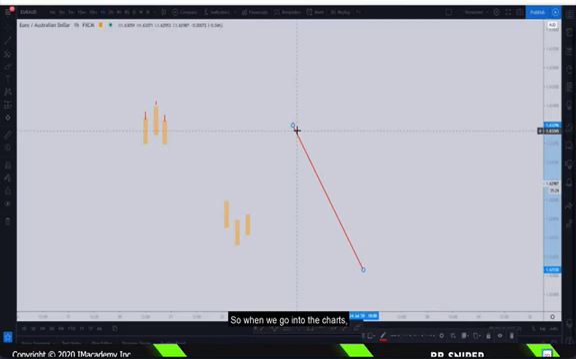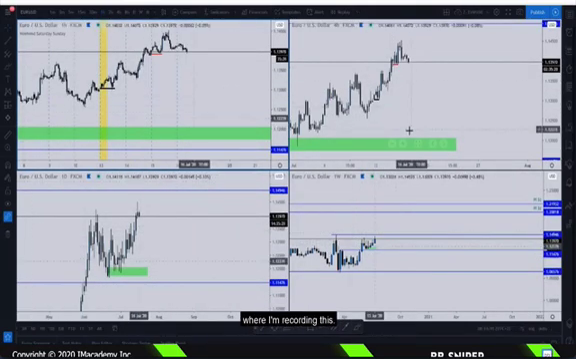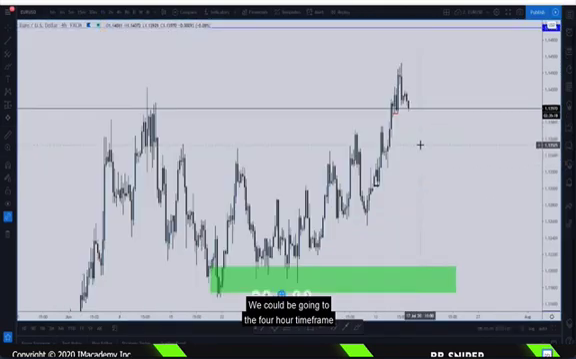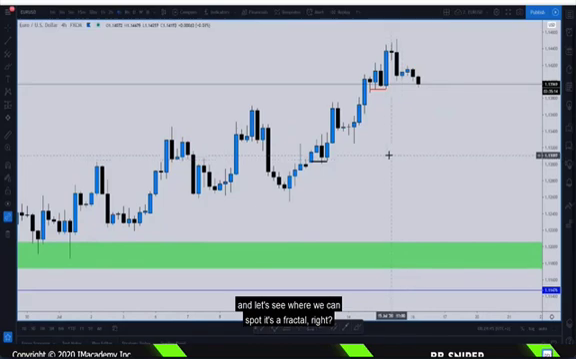So when we go into the charts, we're going to see multiple examples of fractals. Let's go to EURUSD, looking at recent price action, today's price action, where I'm recording this. We could go to the 4-hour time frame and see where we can spot the fractals.